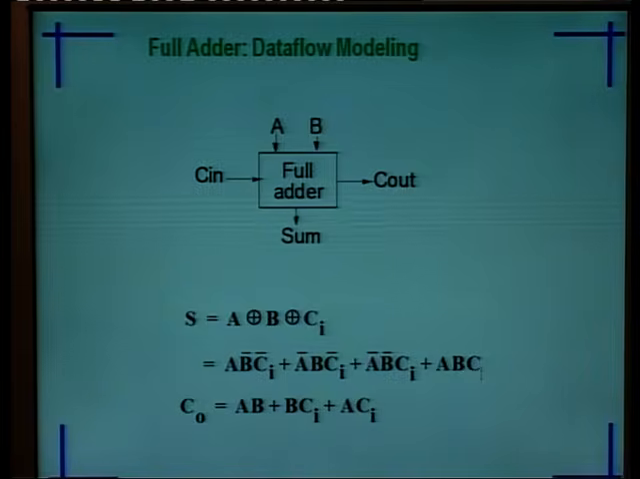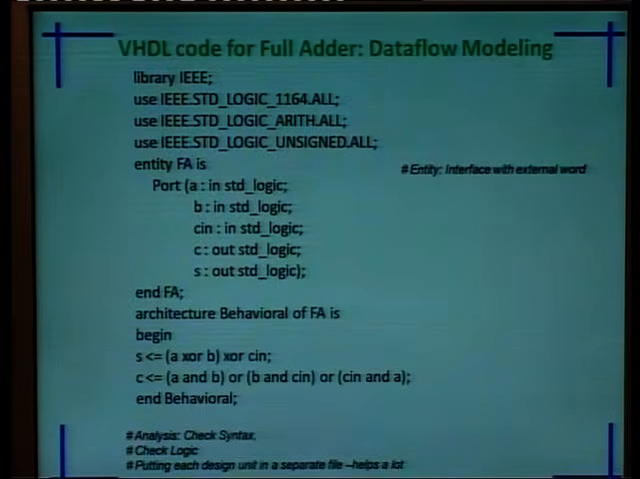First, for the data flow, as we discussed, we need to write the Boolean expressions and then implement these Boolean expressions for sum and carry with the help of VHDL. This is the VHDL code for the full adder with data flow modeling. Here we have to define library IEEE, use IEEE standard logic, then arithmetic, unsigned number. These are the libraries that we have to define at the start, according to our specification.